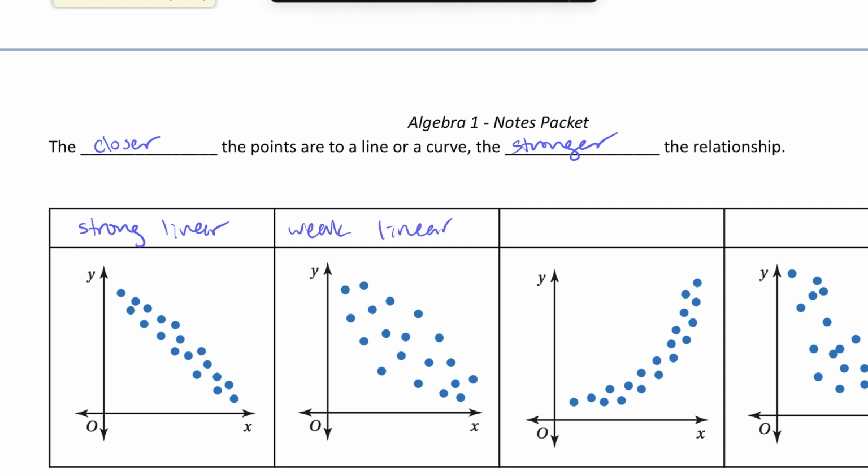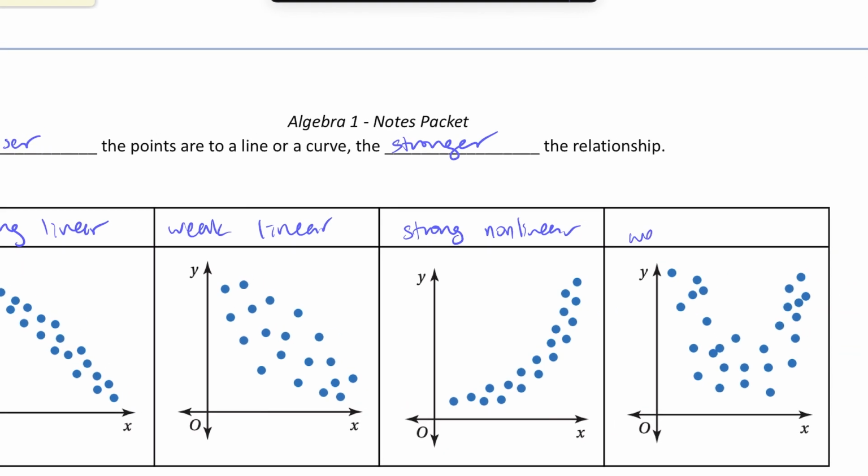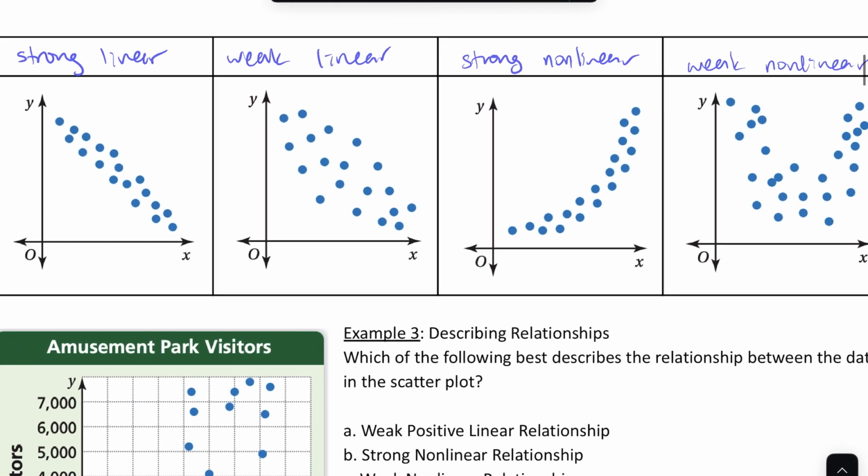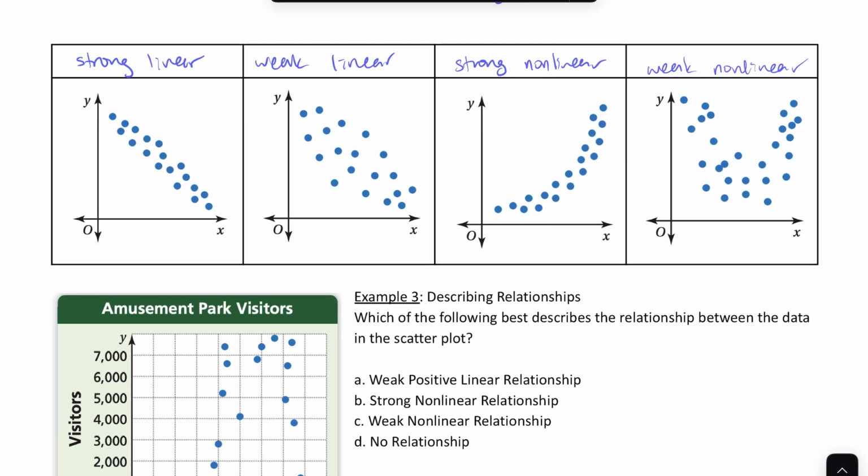Why? Because it still is generally formed in a line, but it looks like it's a weak relationship because it's not as close together. This one right here would be a strong non-linear relationship, and this would be a weak nonlinear relationship. So, using this information, let's describe the relationship here.